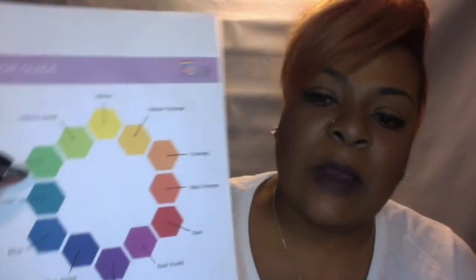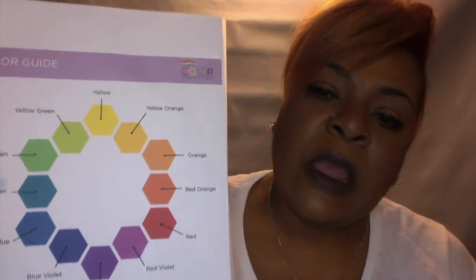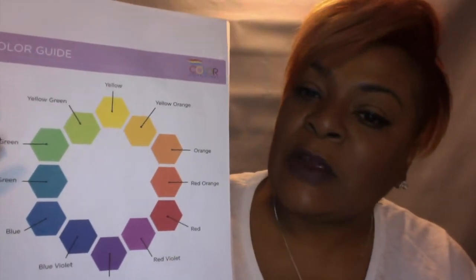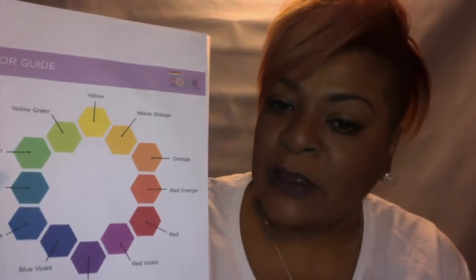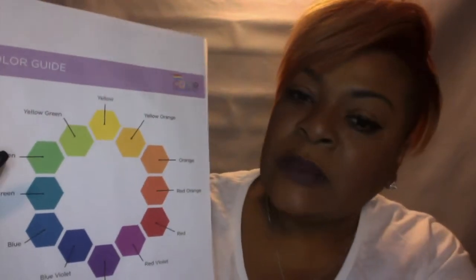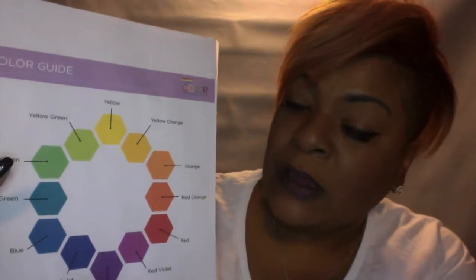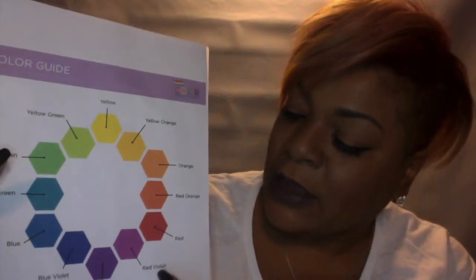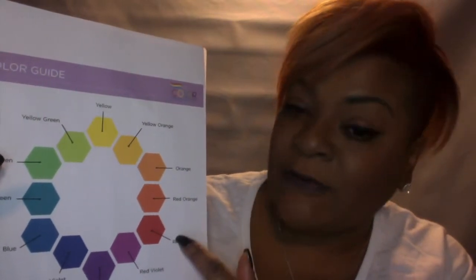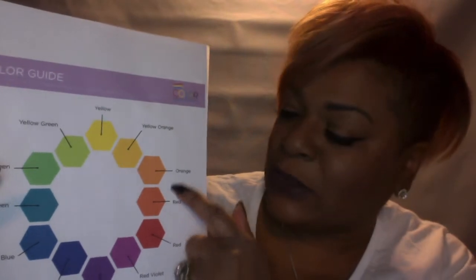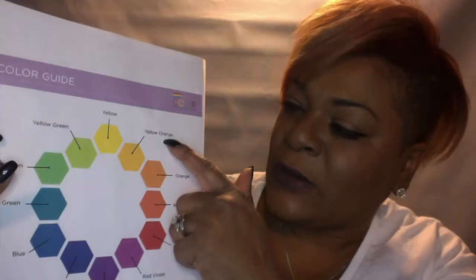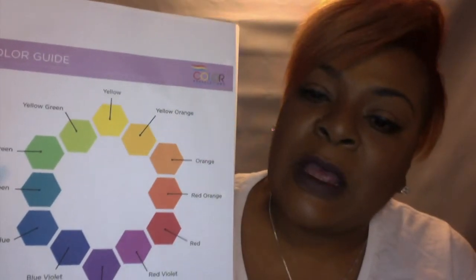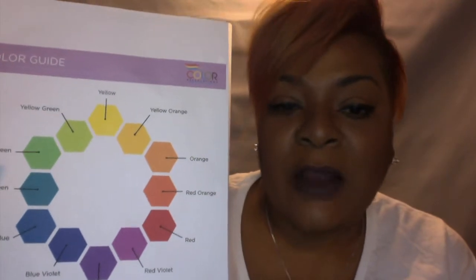Now, what's great about the color wheel is that once you start understanding the color wheel and how it functions, you will see that it correlates with your levels of color as well. So, level 1 underlying pigment is blue. Level 2 underlying pigment is blue violet. Level 3 underlying pigment is violet. Level 4 underlying pigment is red violet. 5 is red. 6 is red orange. 7 is orange. 8 is yellow orange. 9 is yellow. So that's how you identify your underlying pigments in correlation to your levels of color as well.